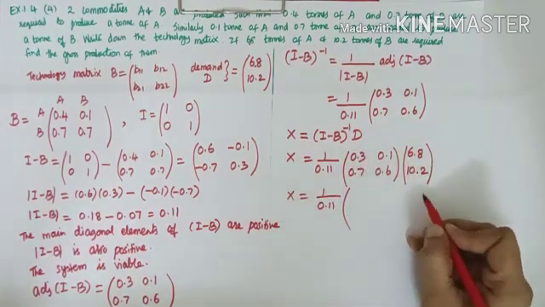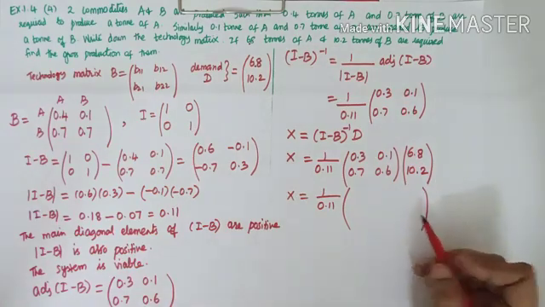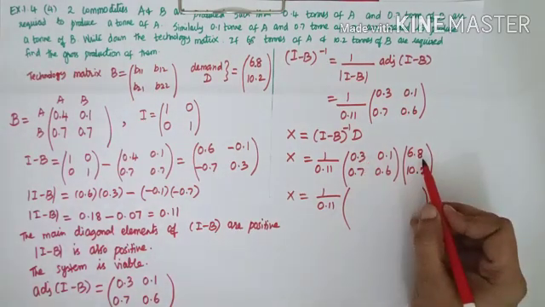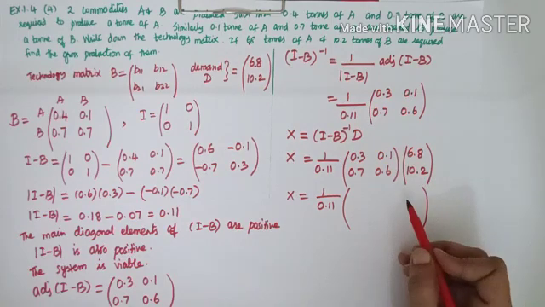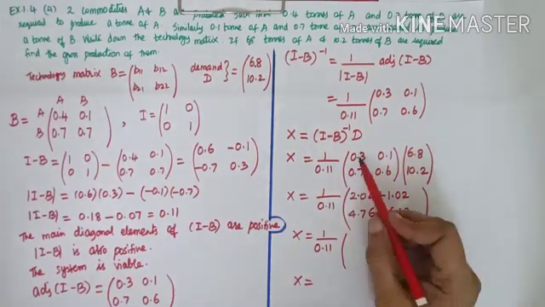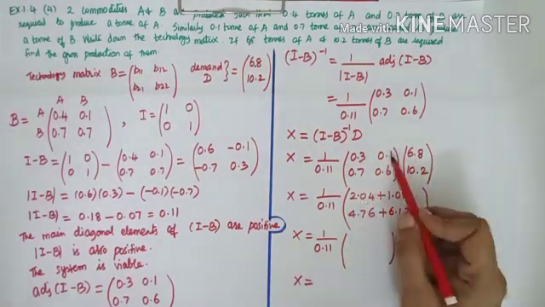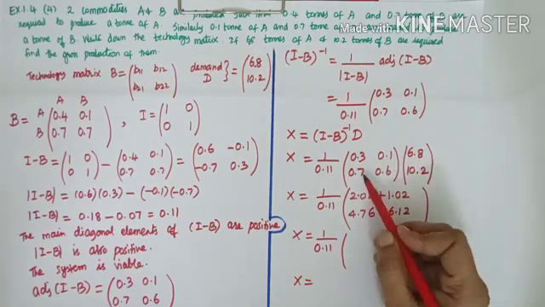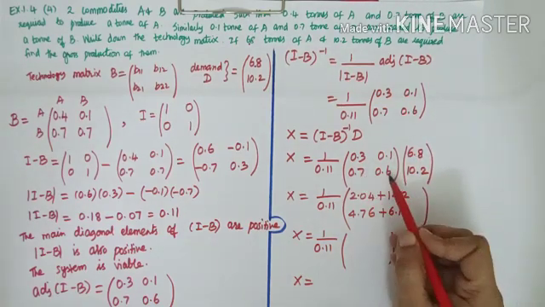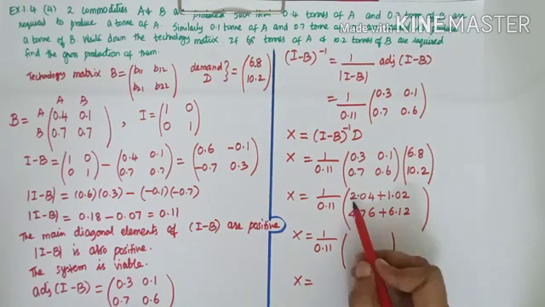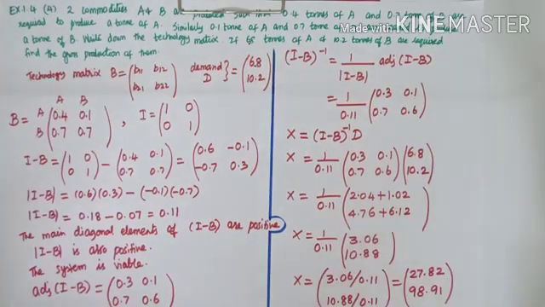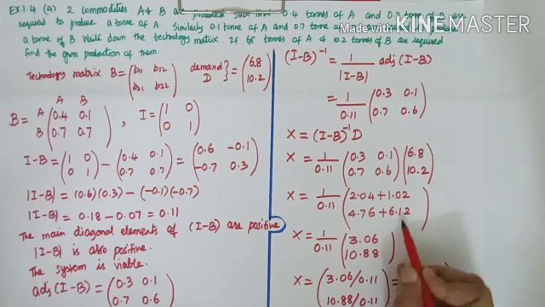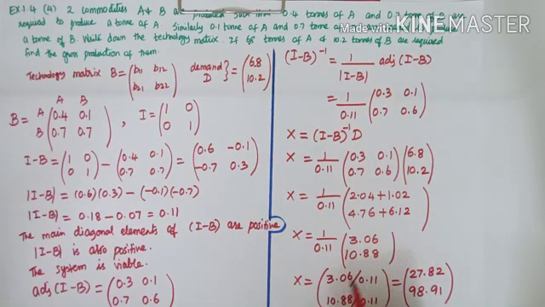First row by first column. Multiply and write the answer. 0.3 into 6.8, 0.1 into 10.2, 0.7 into 6.8, 0.6 into 10.2. Add them. As we add, divide by 0.11. So as we use the calculator, we get 27.82 and 98.91.